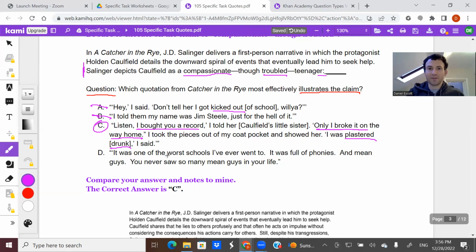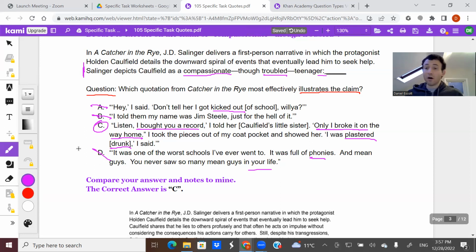We look at D, it was one of the worst schools I ever went to. It was full of phonies and mean guys. You never saw so many mean guys in your life. So maybe troubled in that he doesn't like the school and doesn't like the people at the school, maybe, but I would say a stretch for troubled and definitely no compassion there.